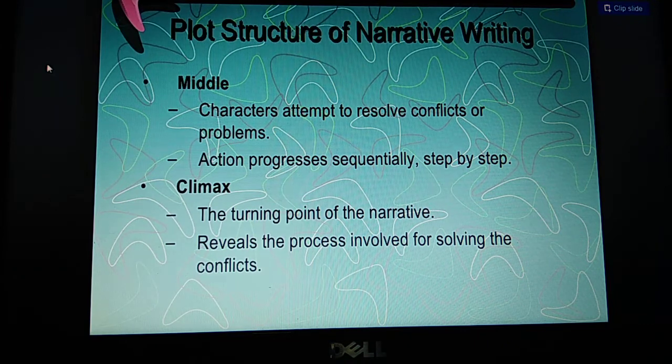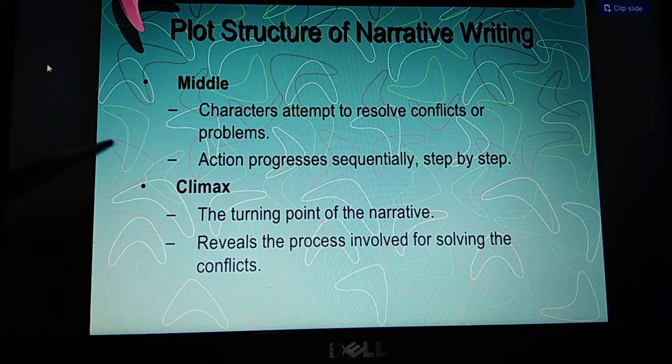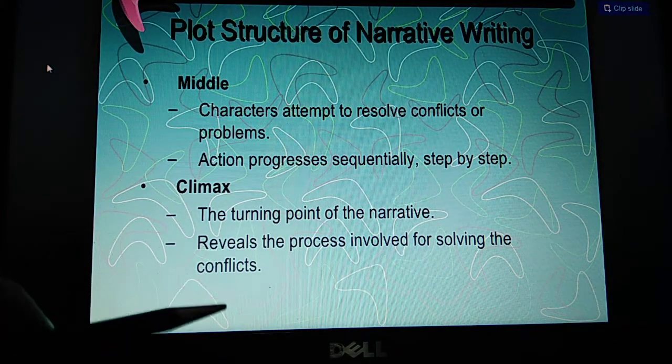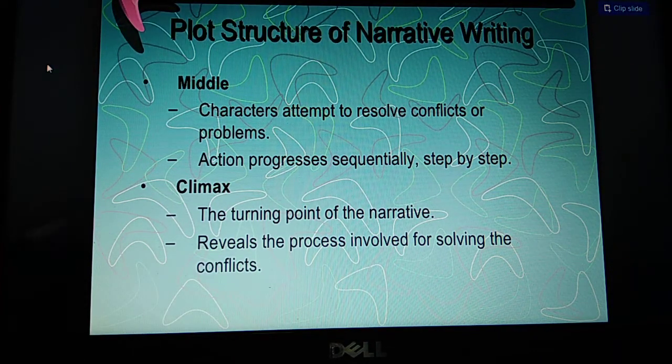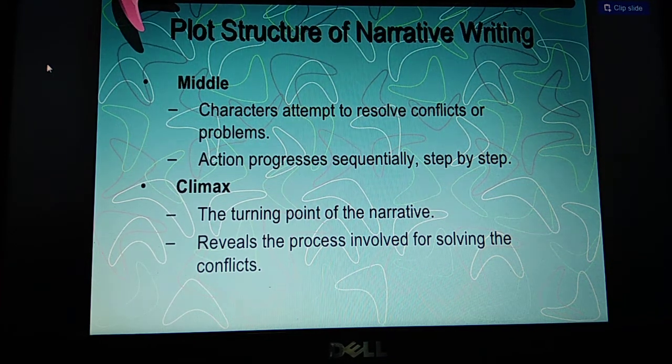How a movie slowly and steadily progresses. Let's take an example of a horror movie, because most of the students like to write about a horror situation. What happens? Some children, in the beginning, you're going to set the scene. Let's suppose they were going on a trip, or they were stranded on an island, whatever.